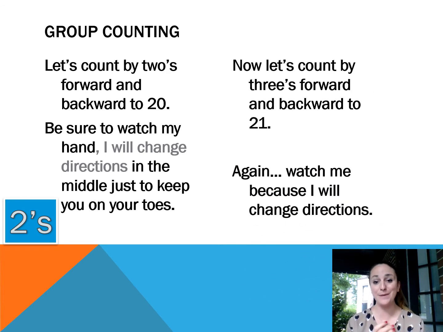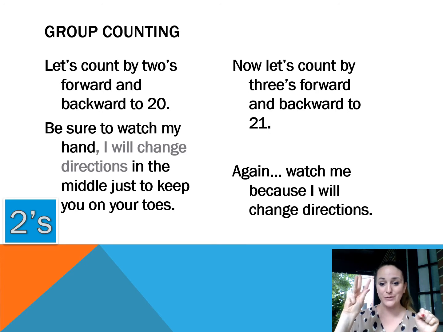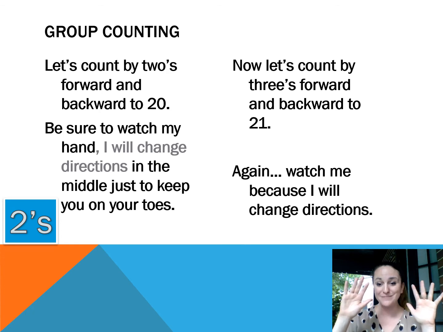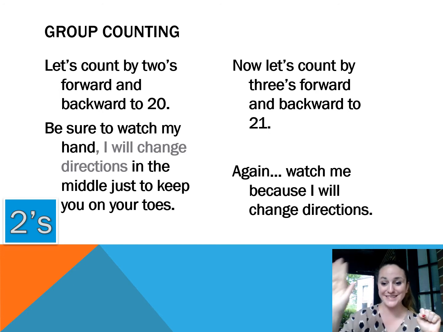Now, let's count by threes, forward and backwards to 21. Fists up and go. 3, 6, 9, 12, 15, 18, 21, 24, 27, 30. Bring it down. 30, 27, 24, 21, 18, 15, 12, 9, 6, and 3. Back to 0.